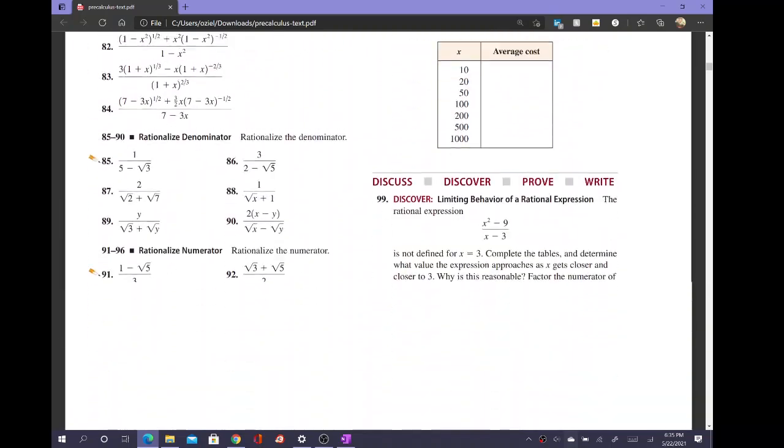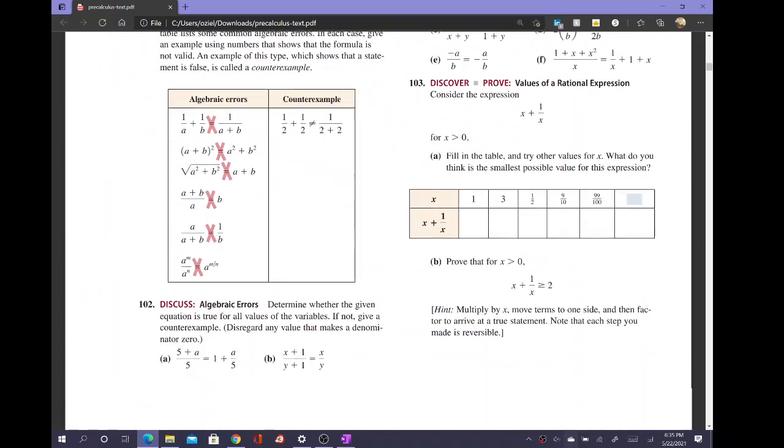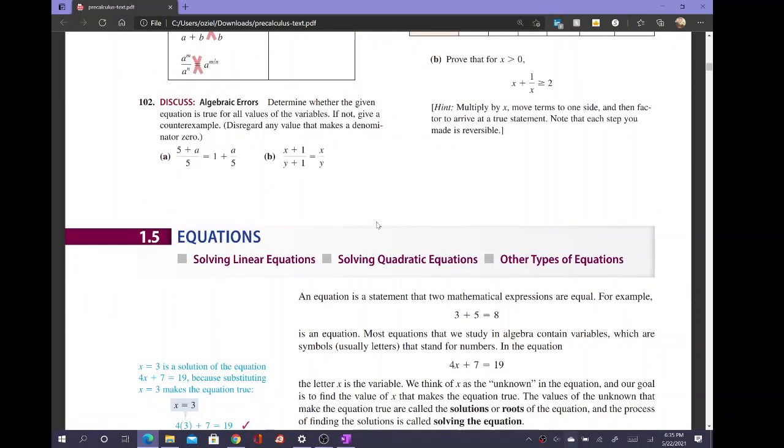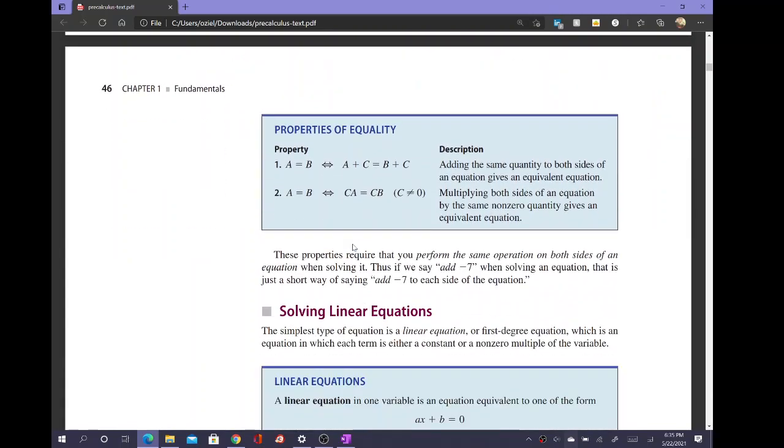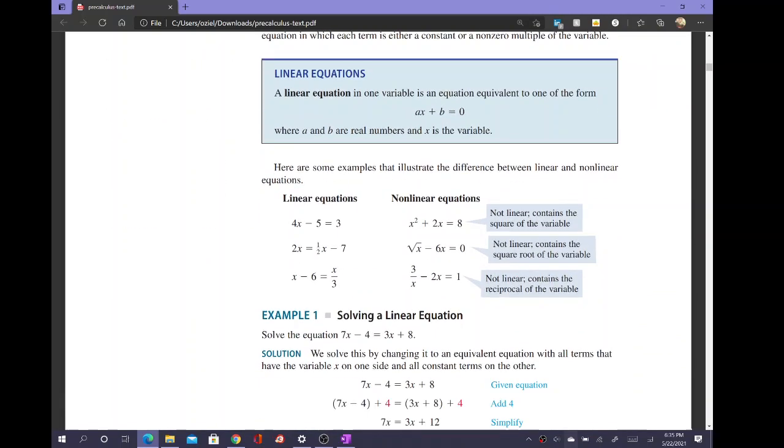But yes, this is it for this section, and in the next section, we're going to do equations, which is 1.5. So yeah, that is it for this section, guys.